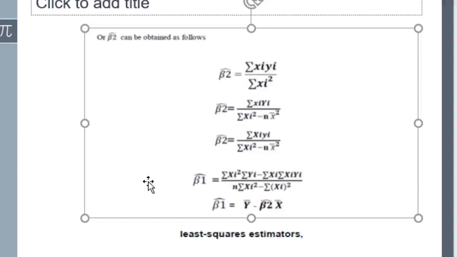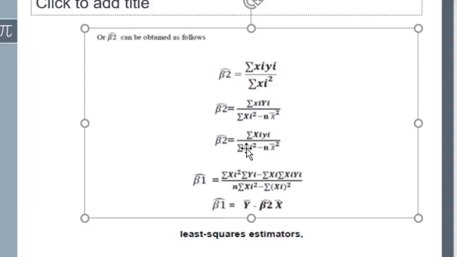Similarly, we can use capital letters also in this case: sigma xi yi divided by sigma xi square minus n x bar square. If we take the capital letters of x and y, then the denominator is sigma xi square minus n x bar square. Also, if we take the capital letter of xi, then the other should be a small letter, and if we take this as a capital letter, this should be in deviation form. In this way also we can derive the value of beta 2 cap.